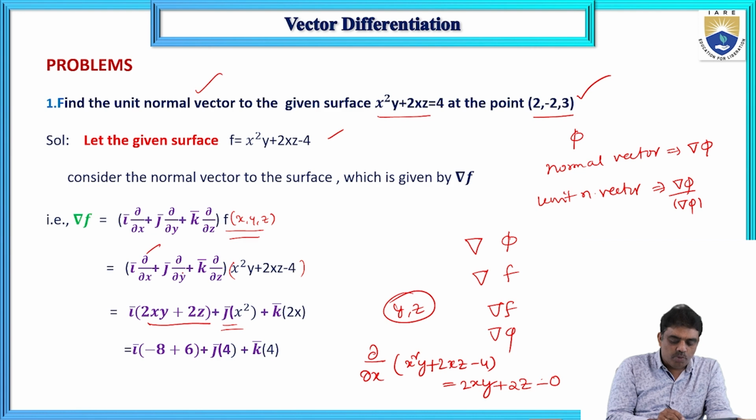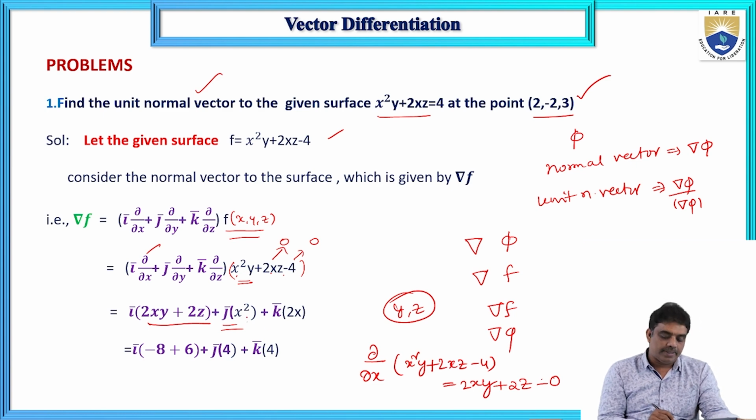So now operating with ∂/∂y, this is the xz term, clearly 2 is constant. When you are differentiating partially with respect to y, x is constant, z is constant, so the derivative will be 0. And 4 is already constant, the derivative is 0. Then applying ∂/∂y on x²y, x² is constant, y is 1. So the value will be x².